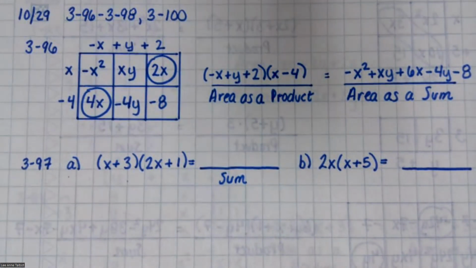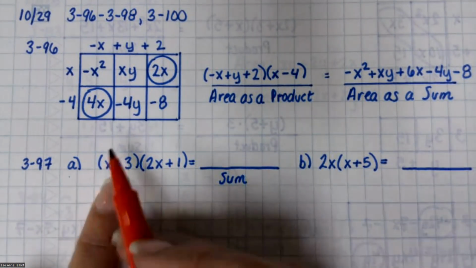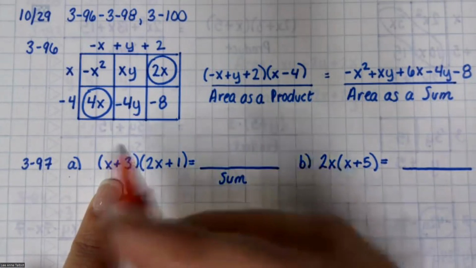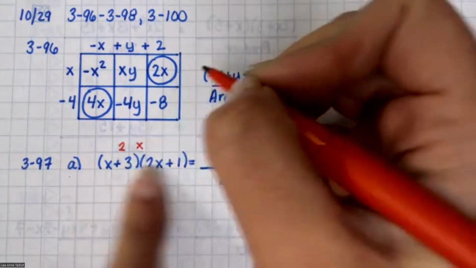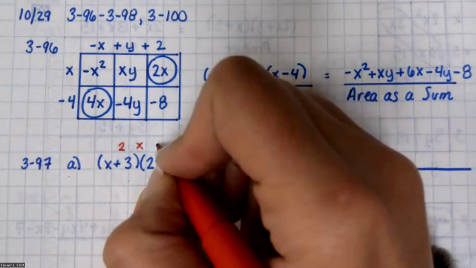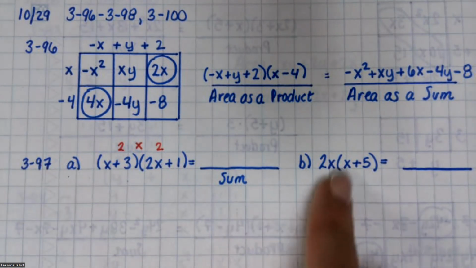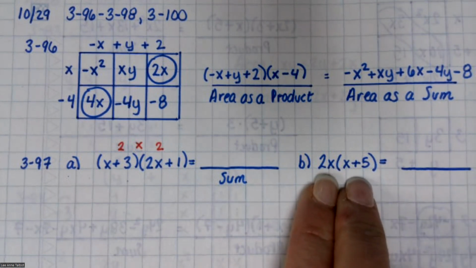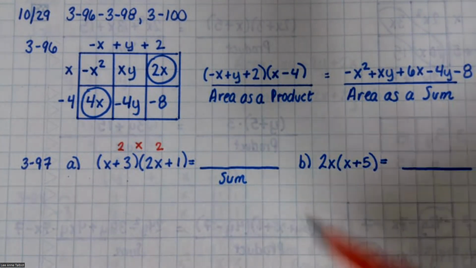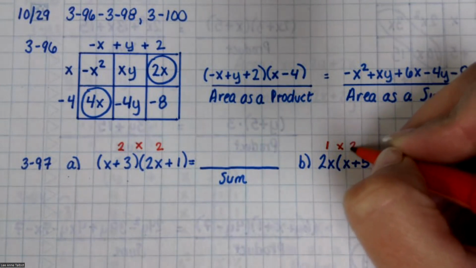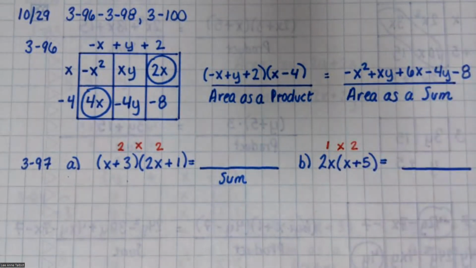Okay, excellent question. So, Dylan, how many things are in this parentheses? 2. And how many things are in this parentheses? 2. So this means that you need a 2 by 2 box, which is the one that has 4. Okay, so asking about this one, what size do you think that B needs? 1 by 2. So 1 by 2. Is that helpful? Okay, so spend the next couple of minutes doing those 2.